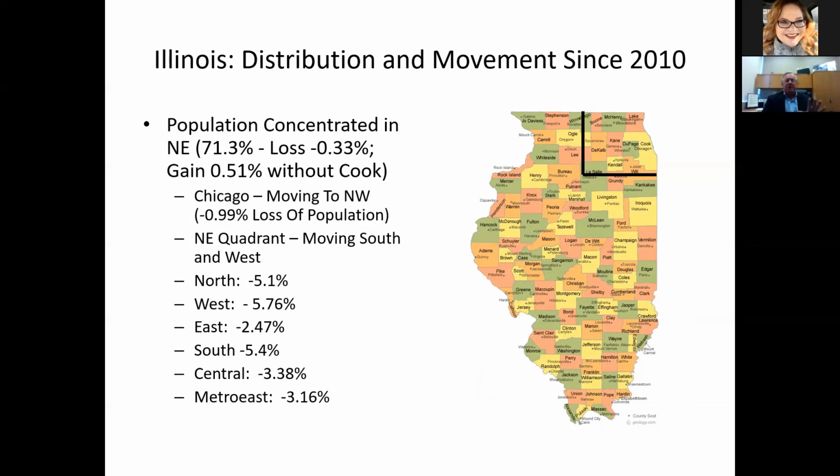all of the state, that is the loss of population in Illinois, has basically been throughout the state. It is not concentrated in a particular part of the state. The north has lost 5%, west nearly 6%, the east 2.5%. South, that area below Mount Vernon, Illinois, another 5%. Central Illinois, around Peoria, Bloomington, has lost 3.5%. And Metro East, the area around St. Louis, has also lost about 3% of its population over the decade.